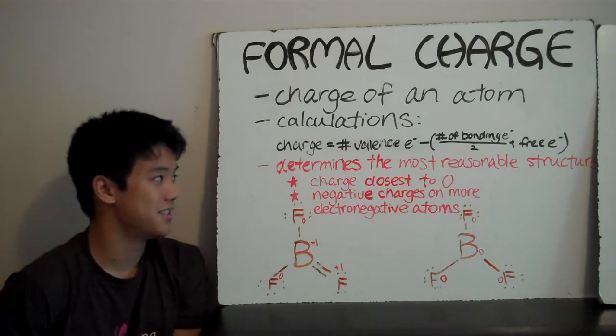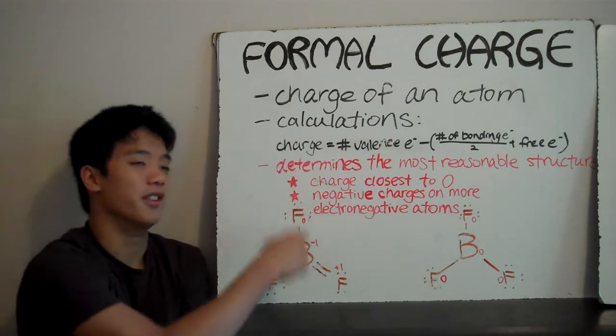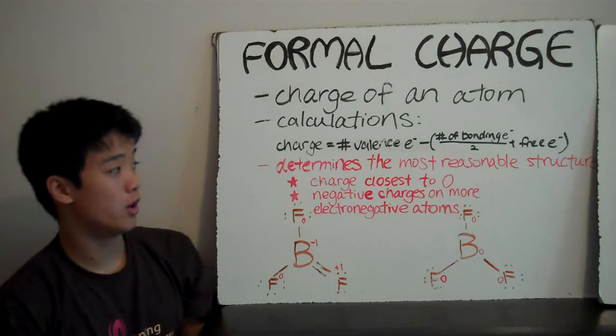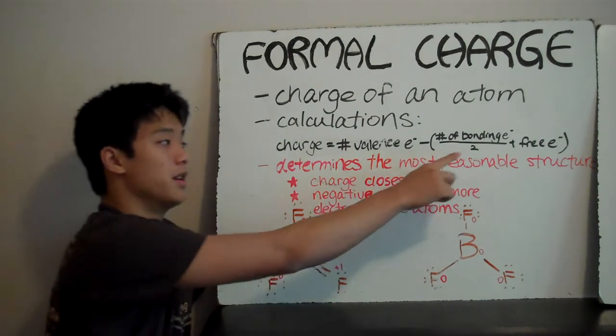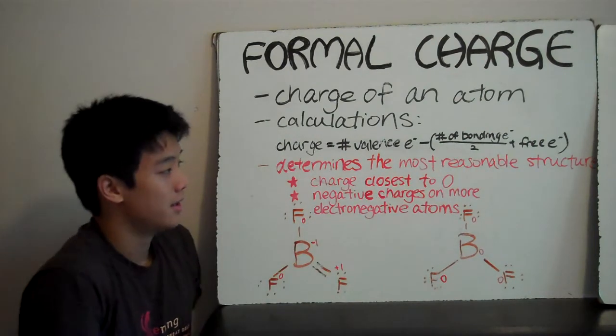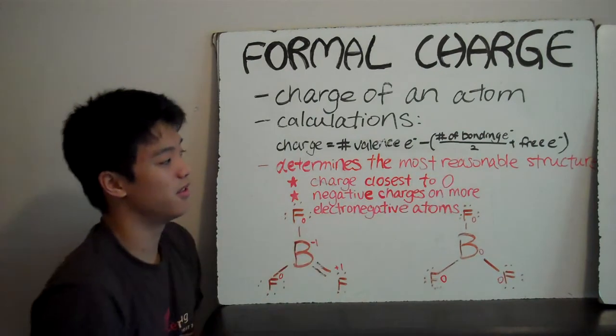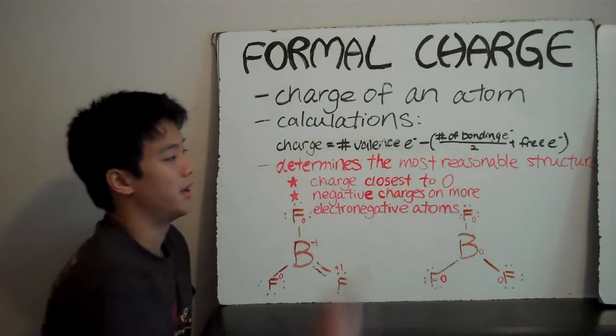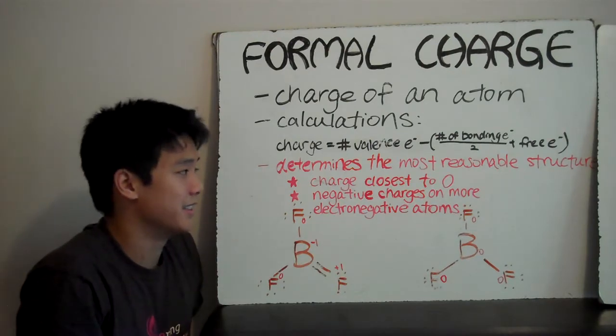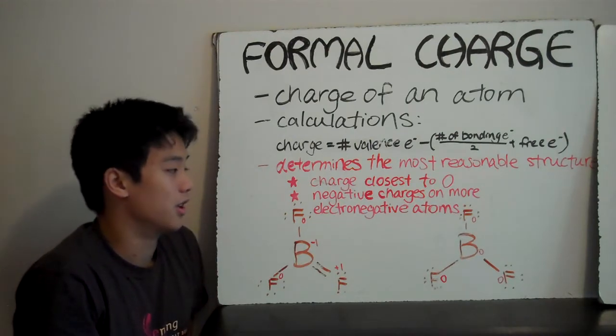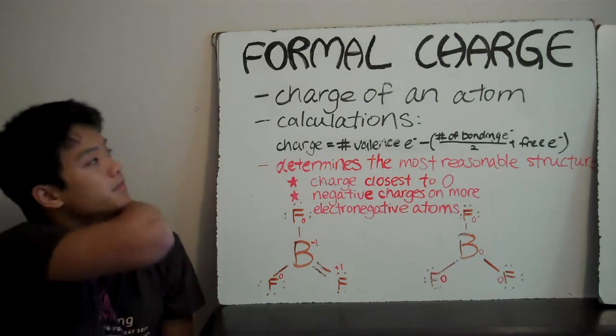And that is, the formal charge is equal to the total number of valence electrons of that atom minus the quantity of the total number of bonding electrons divided by 2 plus the total number of free electrons. The reason why we divide this quantity by 2 is because the total number of bonding electrons divided by 2 is basically the total number of electron pairs that are bonded.